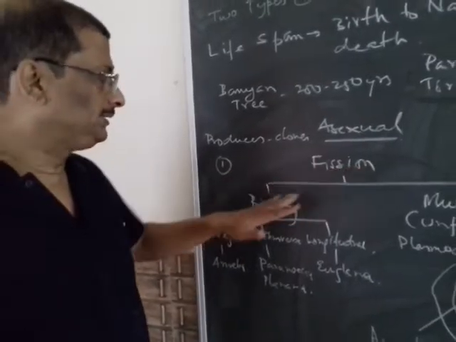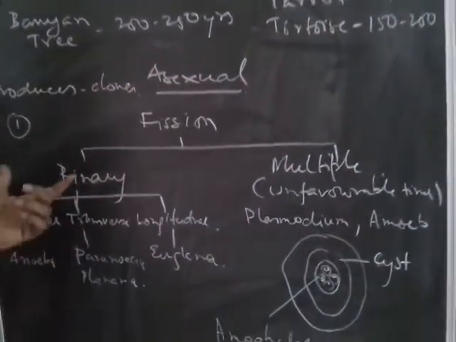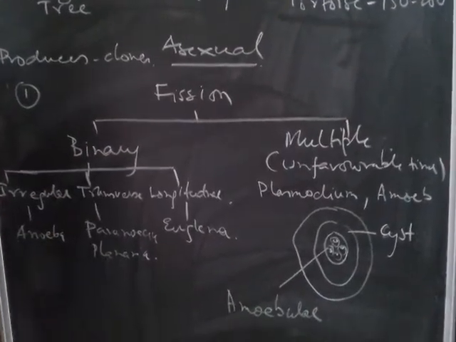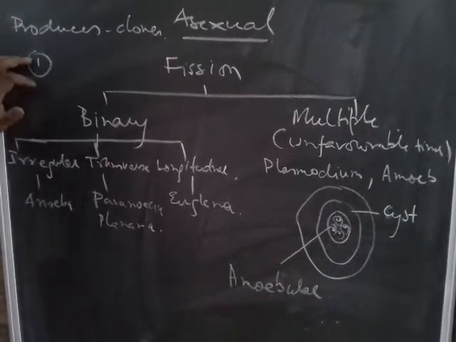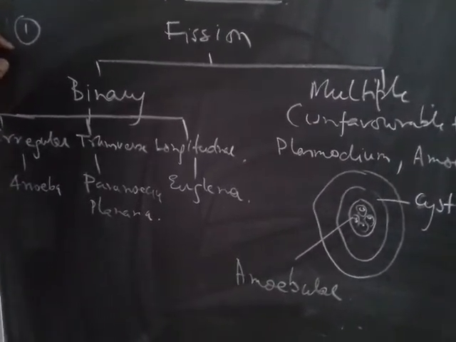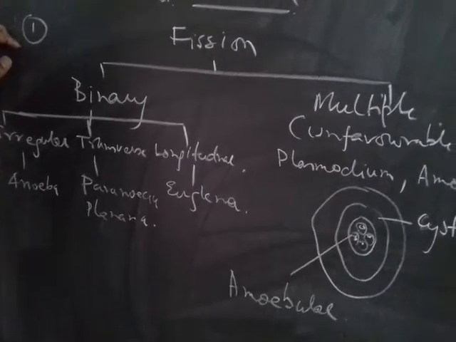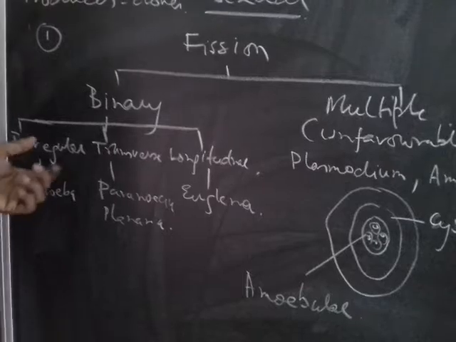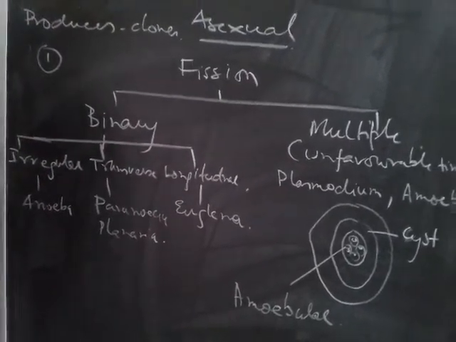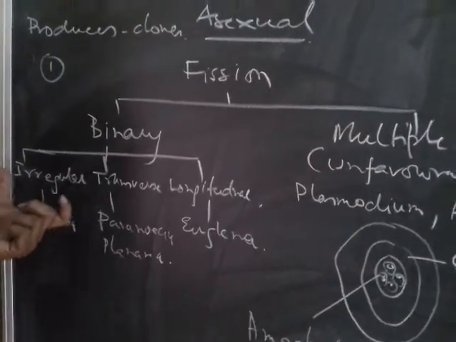Now, there are various types of asexual reproduction. First is fission. Fission is of two types. One is called binary fission, another is called multiple fission. In binary fission, usually the cell divides into two parts. They can divide either transversely or longitudinally or in an irregular manner. If they divide irregularly, like for example in amoeba, it's called irregular binary fission.